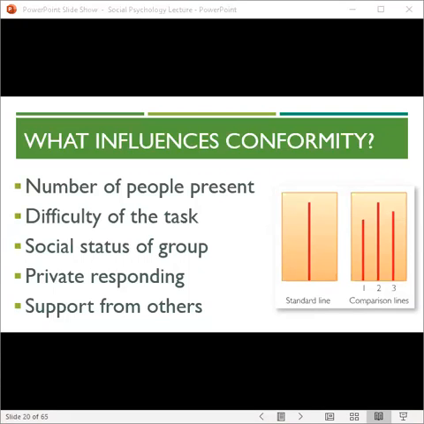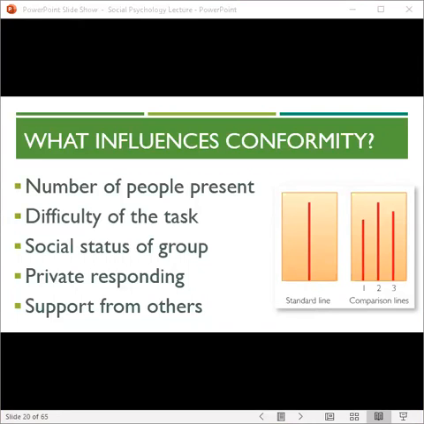Conformity increases when other members of the group are a higher social status. So when people view the others in the group as more powerful, influential, or knowledgeable than themselves, they're much more likely to go along with the group. A great example of this is peer pressure among adolescents. Think about the less popular kids who might be more inclined to drink when the more popular kids are doing it too.